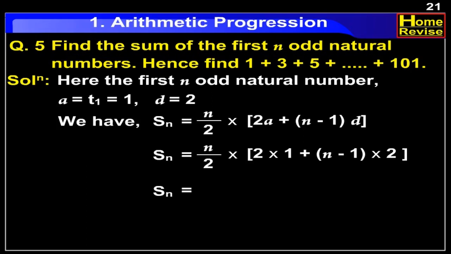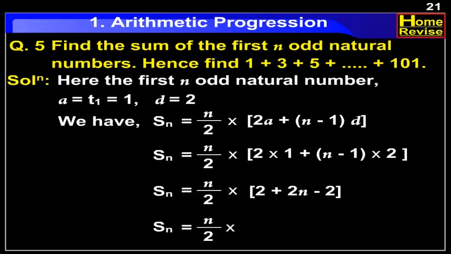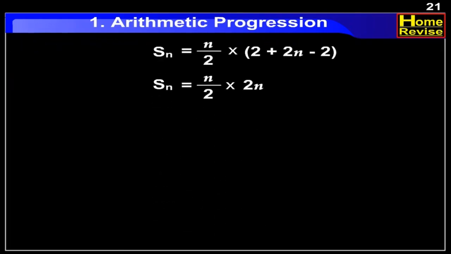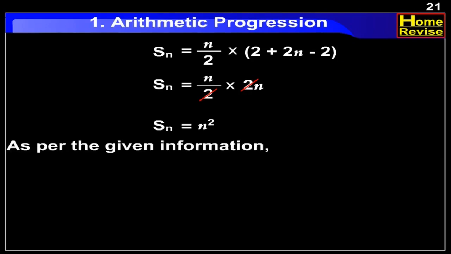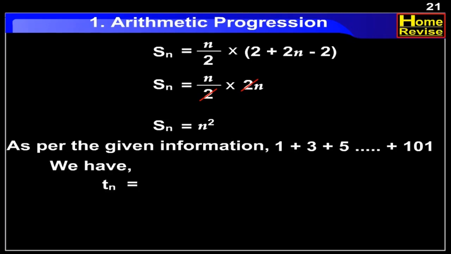Therefore, Sn is equal to n upon 2 into 2 plus 2n minus 2. Therefore, Sn is equal to n upon 2 into 2n. 2 gets cancelled out and we get Sn is equal to n square. Now, as per the given information, 1 plus 3 plus 5 plus so on plus 101, we have Tn is equal to 101.